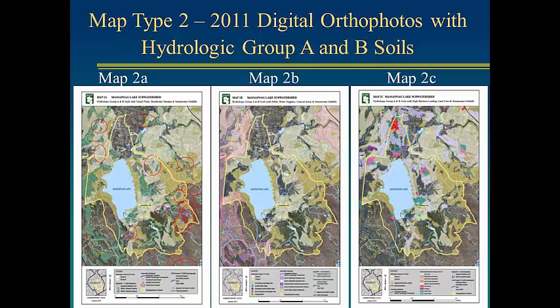The Type 2 base map is the same as Type 1, except that the Index of Ecological Integrity overlay is replaced by the hydrologic soil groups A and B. These maps can be used to identify locations at which to site the structural and low-impact development best management practices that most effectively treat stormwater.